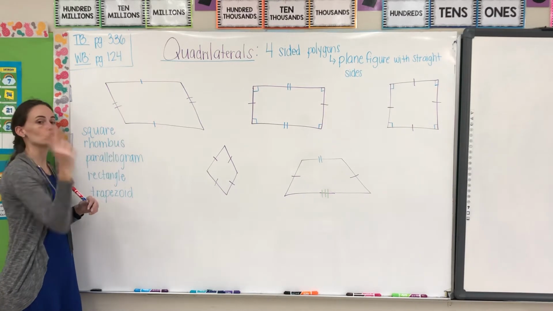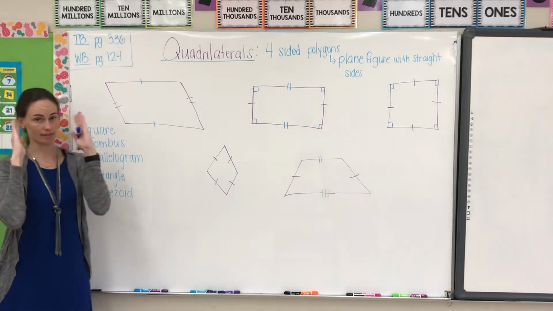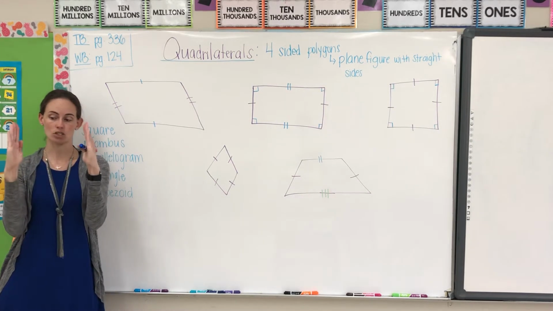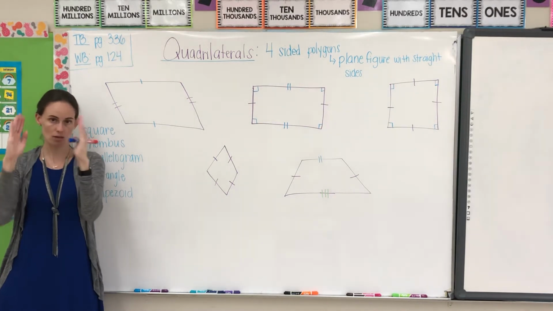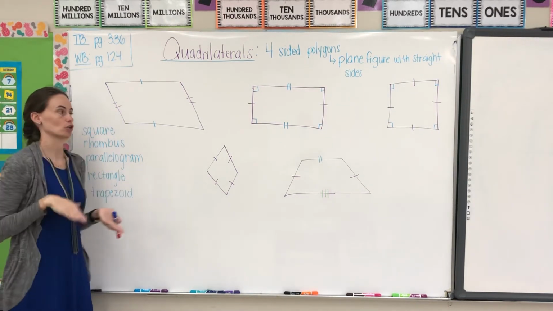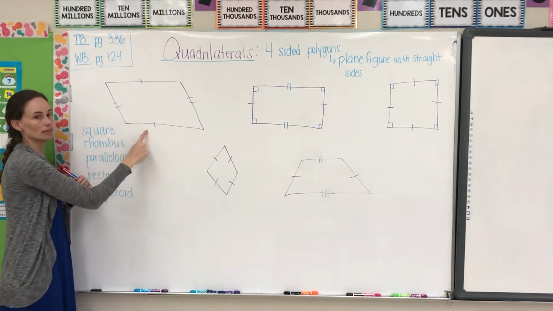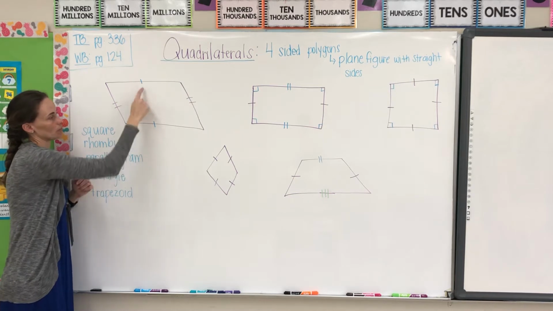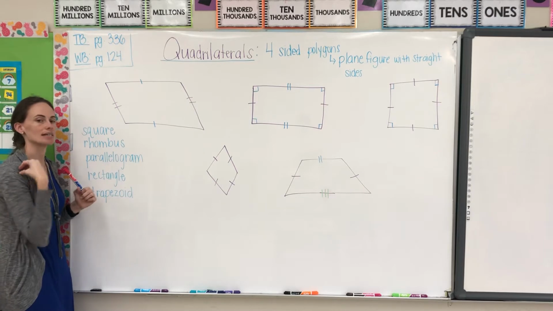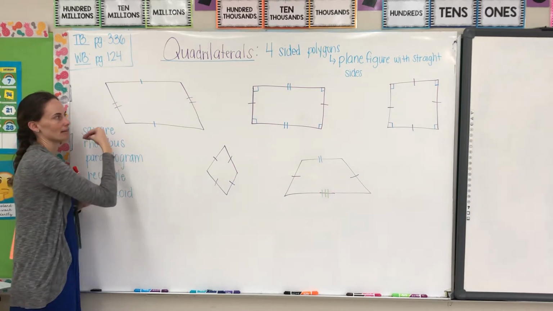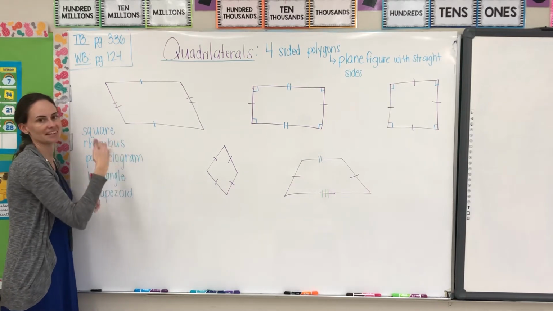This shape has two pairs of parallel lines. Remember, parallel lines run in the same direction as each other, but they don't cross. So they could run vertically or horizontally, but they're never going to cross each other. So if you notice, these two lines are parallel, and they have this one little mark on it to tell you that those two are congruent, which means they're the same size and length.